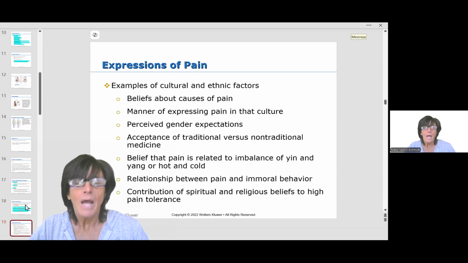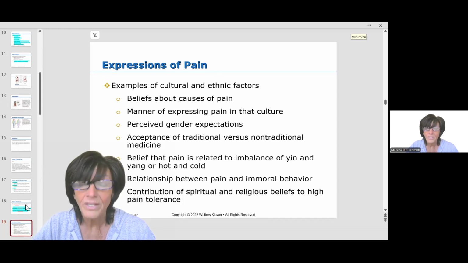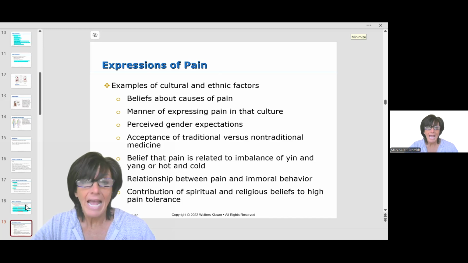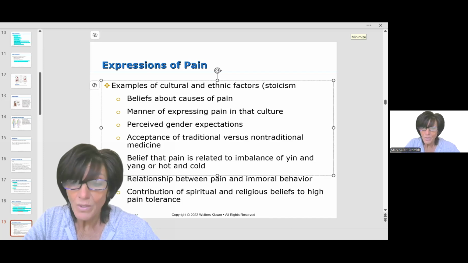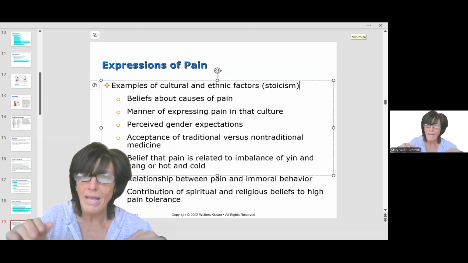Okay. Now, pain can be expressed by different people in different ways, and it's important to keep this in mind. There are certain cultures that tend to be stoic. And actually, I want to include stoicism. I'm going to put that right here. Stoicism. Stoicism is that got to be tough. Can't cry about it, right?